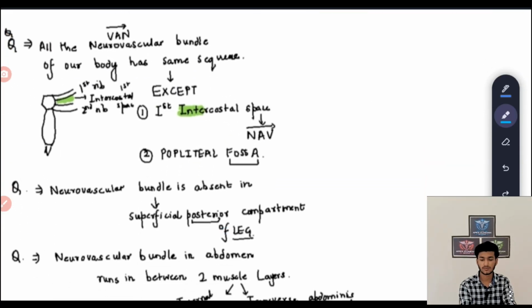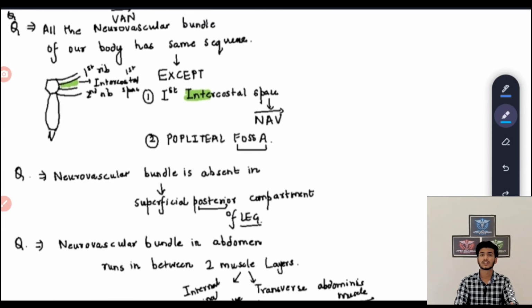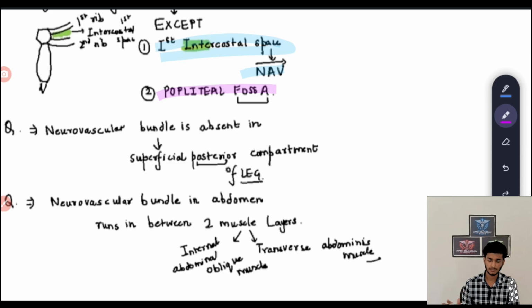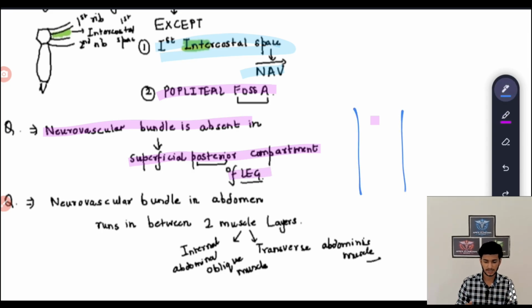This is the first intercostal space. The first intercostal space has a different sequence, that is NAV: nerve, artery, and vein. The same goes for the popliteal fossa. In the popliteal fossa also, the sequence goes the same way, that is nerve, arteries, and veins. In some regions, these neurovascular bundles are absent, that is the superficial posterior compartment of the leg. The neurovascular bundle is completely absent there.